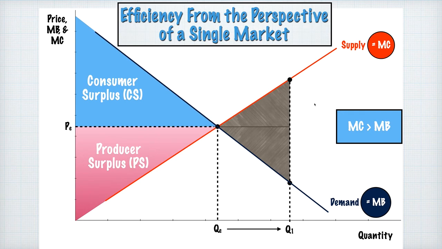Hopefully this helps you understand efficiency from the perspective of a single market, why the equilibrium is considered to be efficient based upon total surplus, consumer surplus plus producer surplus, and why if we produce more than that, overproduction, this decreases total surplus, and if we have underproduction relative to the equilibrium, we have a lower level of total surplus. So this indicates that the equilibrium outcome in the market is the efficient outcome in the market.